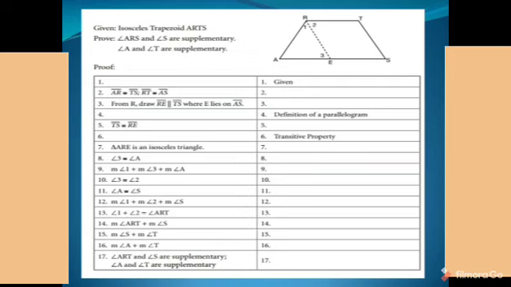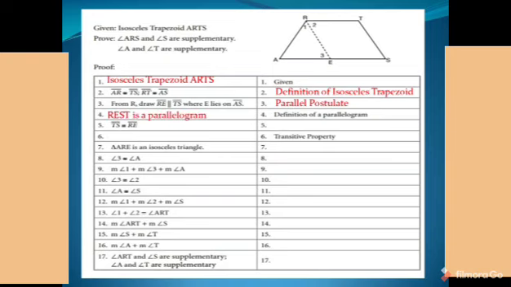Now what will be our first statement that we will always have a correct answer? Well, it's there: isosceles trapezoid ARTS is coming from the given. Okay, what will be the reason for the statement number 2? That is segment AR is congruent to segment TS and segment RT is congruent to segment AS. Well, definition of an isosceles trapezoid. So from R, draw segment RE parallel to segment TS where E lies on segment AS. And that is the parallel postulate.